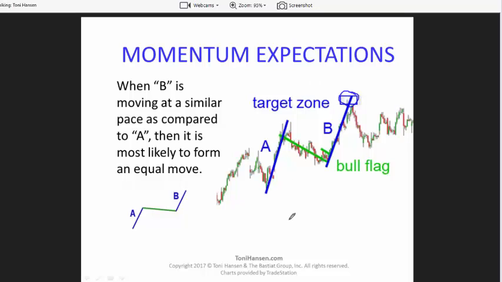Now, when we're looking at measured moves, we are looking at zones for a target. A lot of traders get caught up on an exact price level. So they will say, okay, my measured move is exactly 5 points or $5. What we need to look at is a zone. And as it comes into that zone, we need to pay attention to what the momentum is.